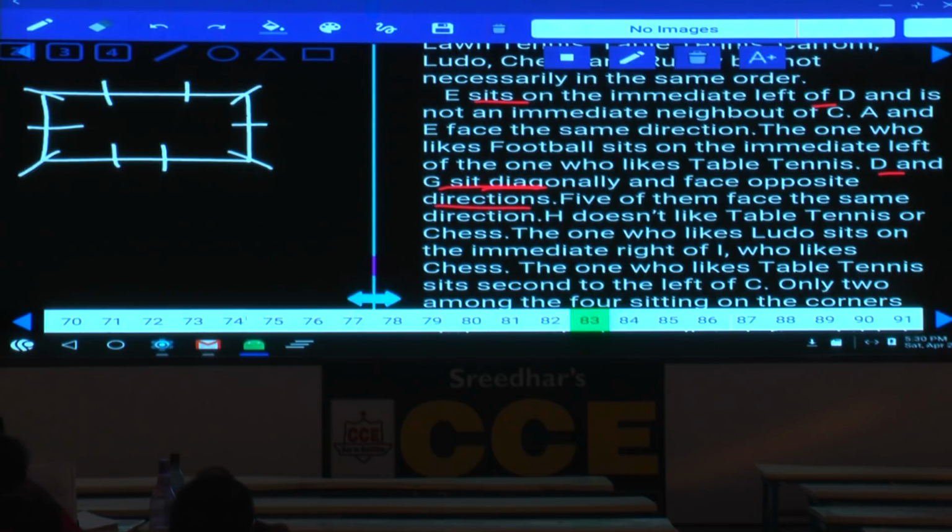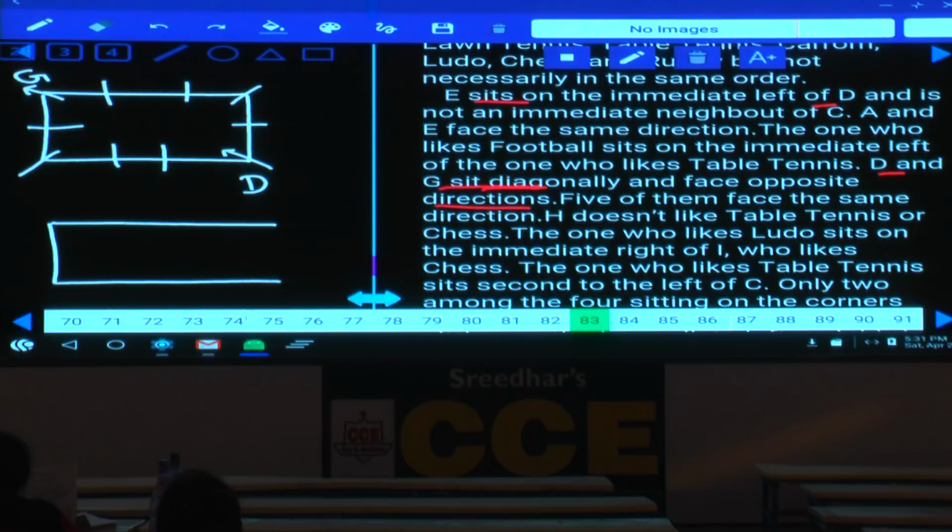Now this is the main definite information we can start with. Now D and G are diagonal; how many diagonals do we have? Exactly 2 diagonals. Now you can fix D and G at any one of these 2. If D is here, then G will be here. Then D and G face opposite directions. If D is facing the center, then G will be away from the center. Then what is the second case we can have? Now in the second case, if D is here, this D is away from the center, then G will be here, this G is towards the center. Done with this, we have started with this one.